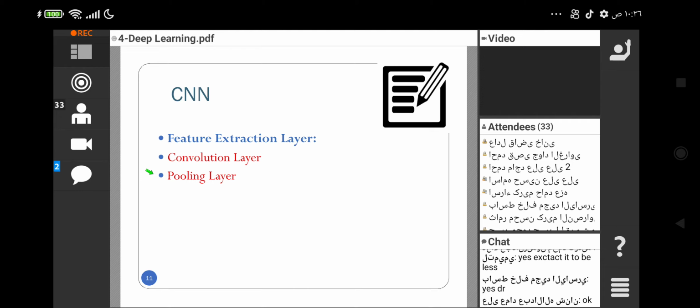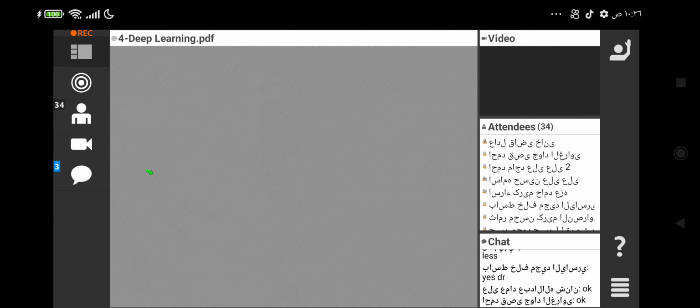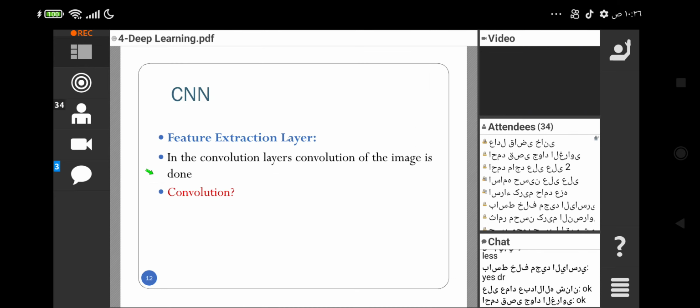Okay, so in the feature extraction layer, we have two main layers, the convolution layer and the pooling layer. These are the two main layers that we have in the feature extraction layers. Now, what happens in the convolution layer? This is the most important layer in CNN. In CNN, the most important layer that we have is called the convolution layer.